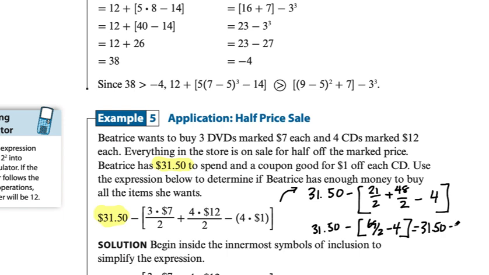$31.50 minus, so I'm still dealing with this little section in here. Let me go ahead and highlight it so we can follow along. So that little bracket is what I'm about to work on in here. So if I divide 69 by 2, I'm saying I'm going to get that 34 and a half. And then I take that 34 and a half and I subtract 4. I'm going to end up with $30.50. I feel like I just did math magic.